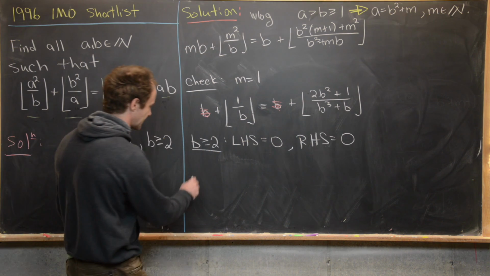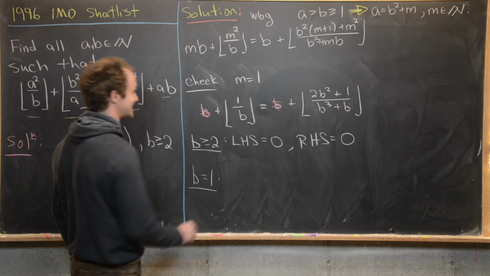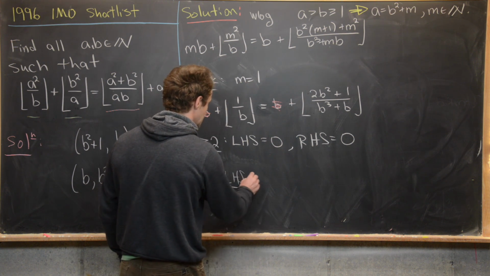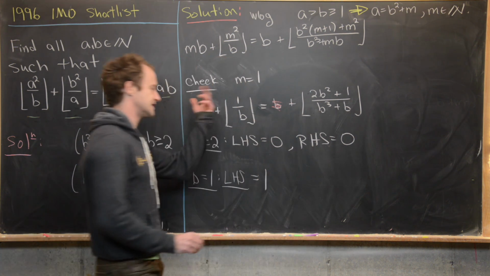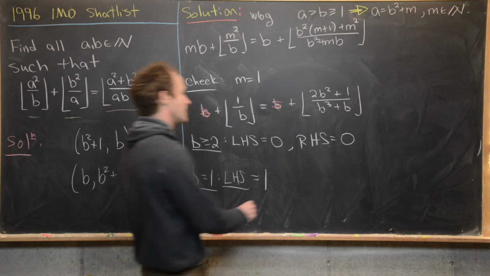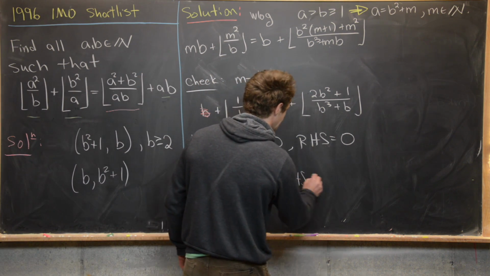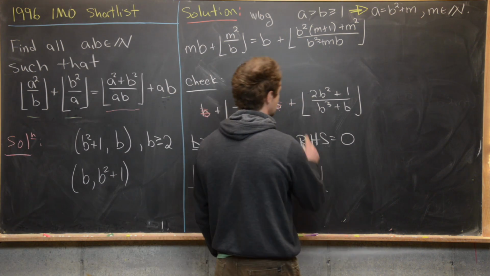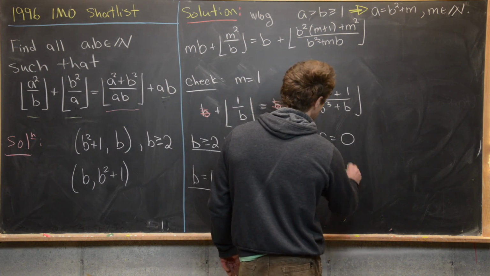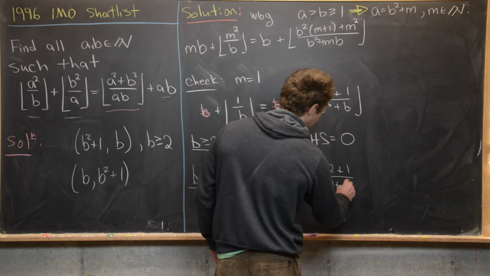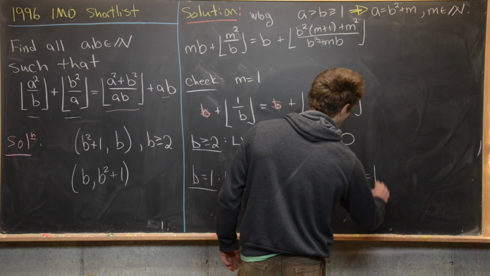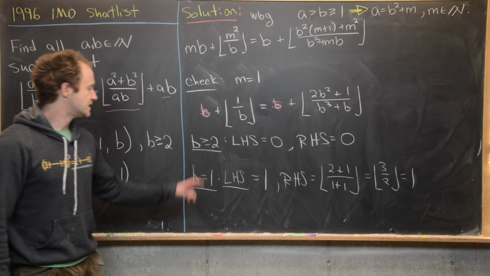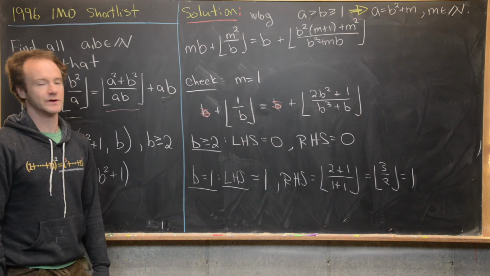Now let's go ahead and check the case when b equals 1, because that's still allowed. So notice if b equals 1, the left-hand side is equal to 1 because we've got the floor of 1 over 1. And then let's look at the right-hand side if b is equal to 1. The right-hand side is going to be the floor of (2 plus 1) over (1 plus 1), but that's the floor of 3 over 2, which is also 1. So if b is equal to 1, we also get a solution.